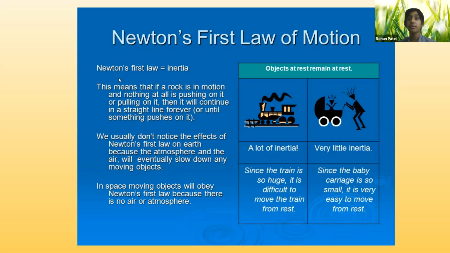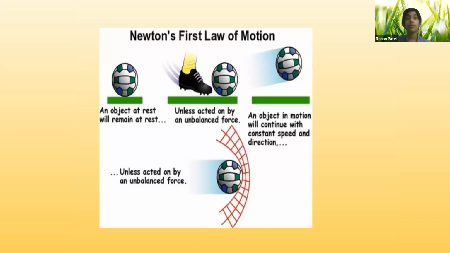A lot of inertia. Since the train is so huge, it is difficult to move the train from rest. Very little inertia. Since the baby carriage is so small, it is very easy to move from rest, rather than the train, of course. An object at rest will remain at rest unless acted upon by an unbalanced force. An object in motion will continue with constant speed and direction unless acted upon by an unbalanced force.